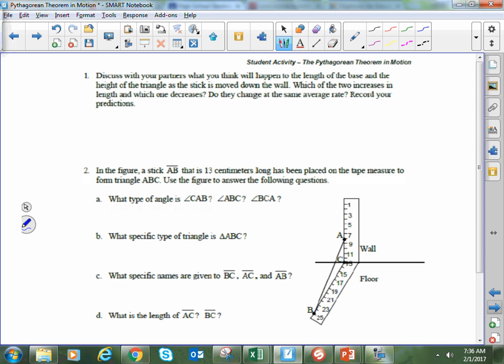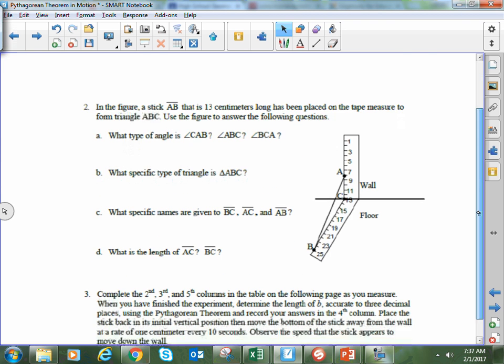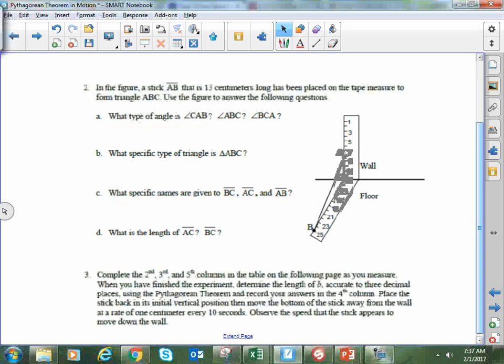So here, part one, discuss with your partners. Now, some of you may or may not have partners to work with, but either way, you're supposed to make some predictions here. Everybody's predictions are going to be different. They may be the same as far as the message they contain, but they may not be phrased the same way. Everybody should have their own predictions here.